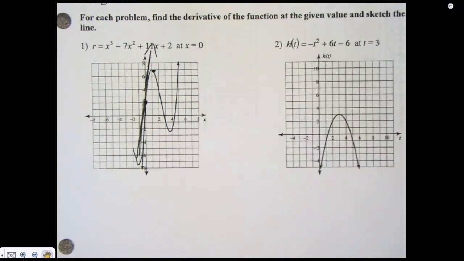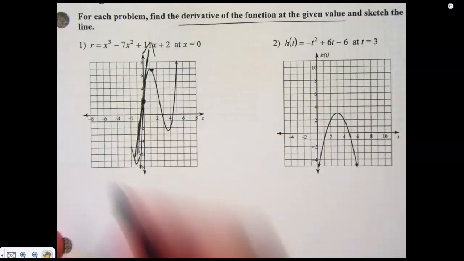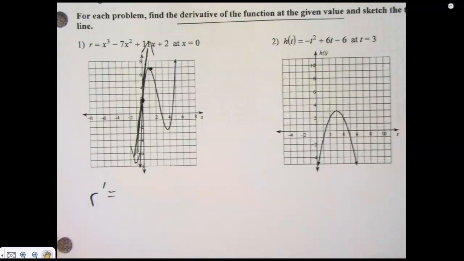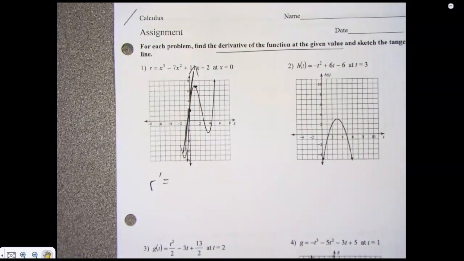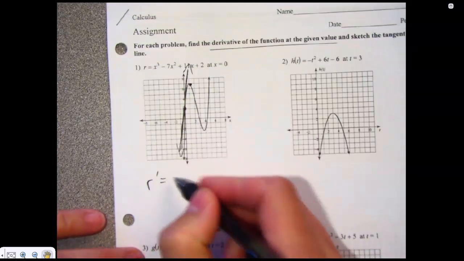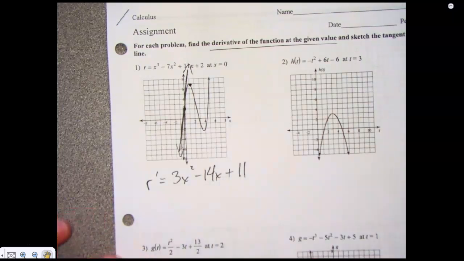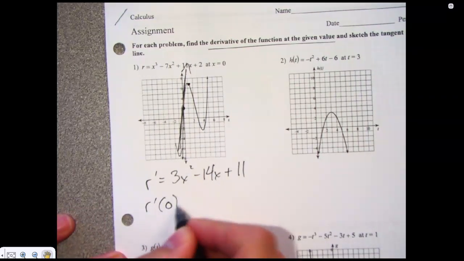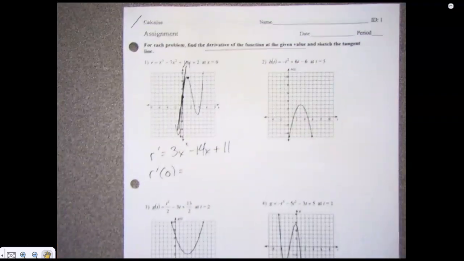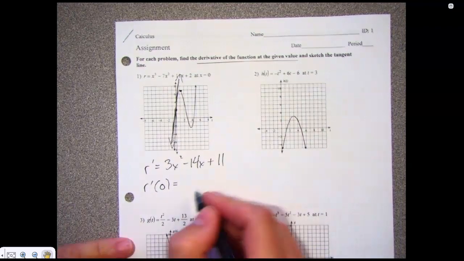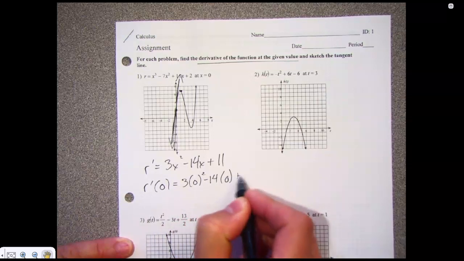Alright, so all they're saying here is find the derivative of the function at the given point. So they gave us r. You're just trying to find r prime, and then plug in the x value. So this would be 3x squared minus 14x plus 11. And then to write this properly, you would say r prime of 0, r prime and then parentheses 0. And you're plugging in 0. You don't really have to write it because you can kind of tell it's just going to be 11.